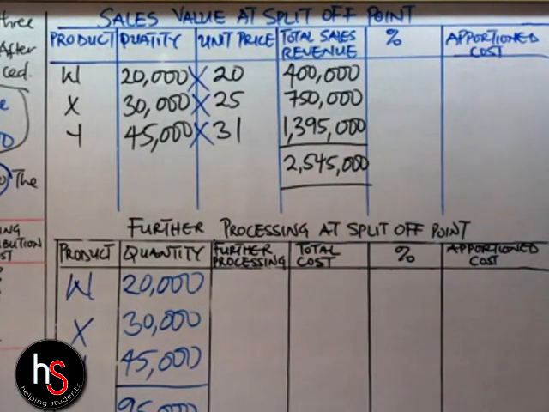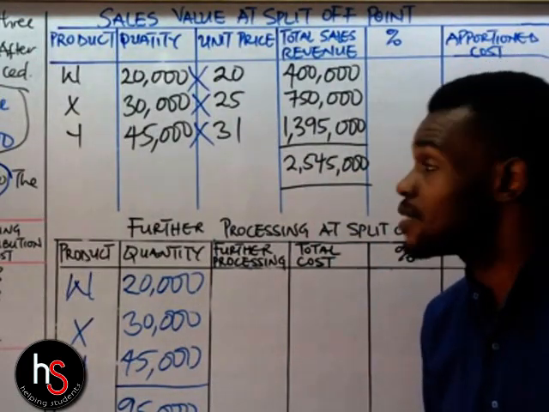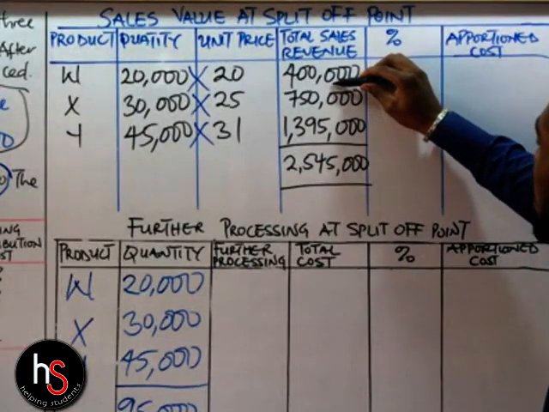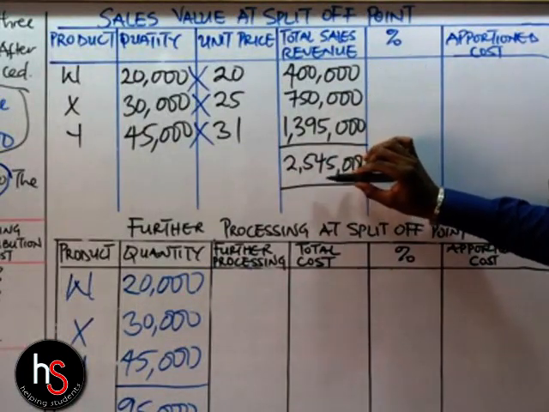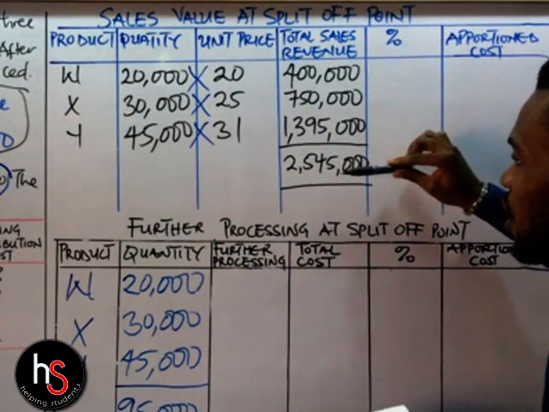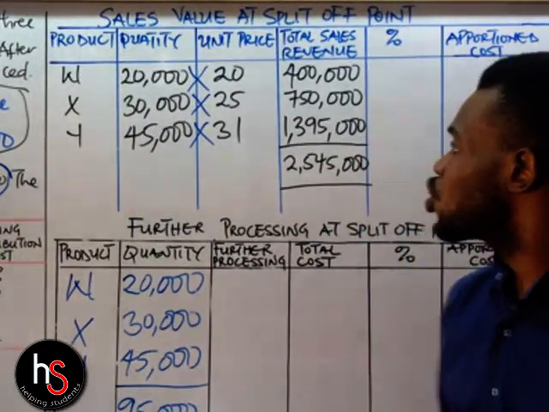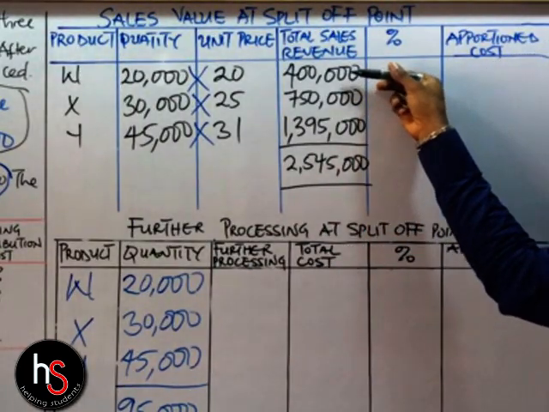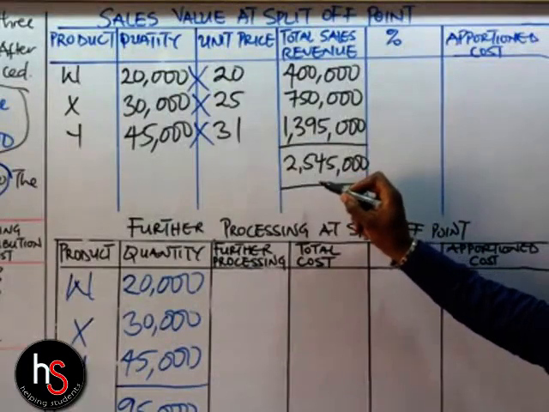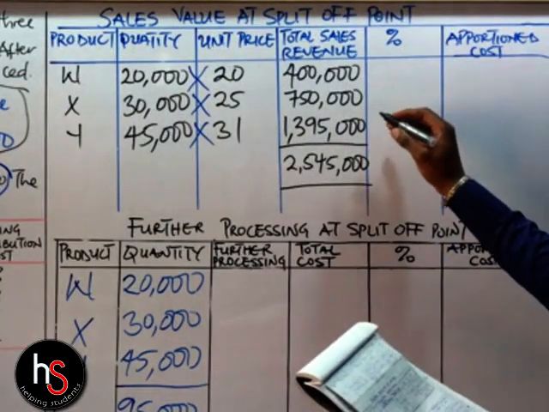The summation of these values gives us 2,545,000. Now to get our proportion cost, remember the way I told us when we solved the first one under the physical quantity method. You say 400,000 divided by 2,545,000, not 2,545,000 divided by 400,000. It will give you a wrong value. So you say 400,000 divided by 2,545,000. So it gives us what?